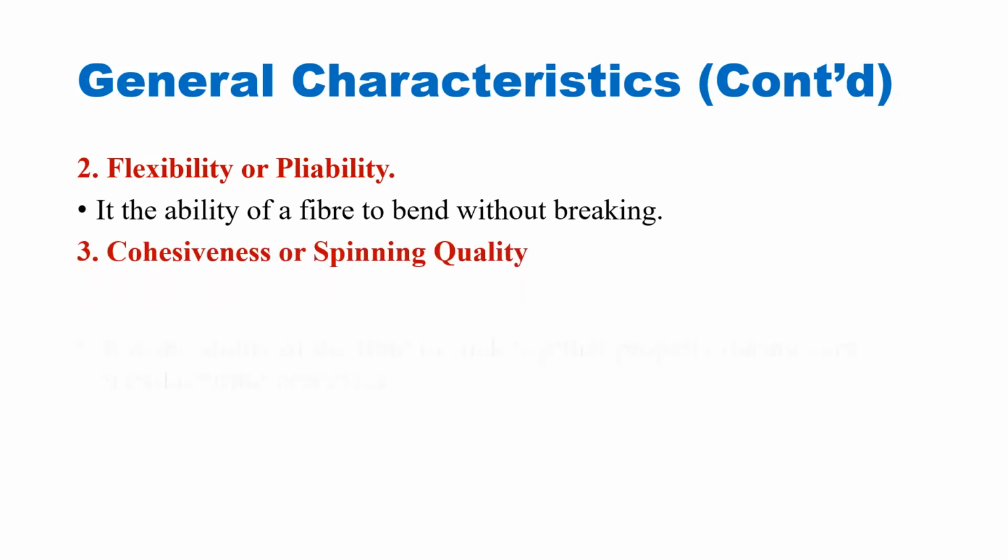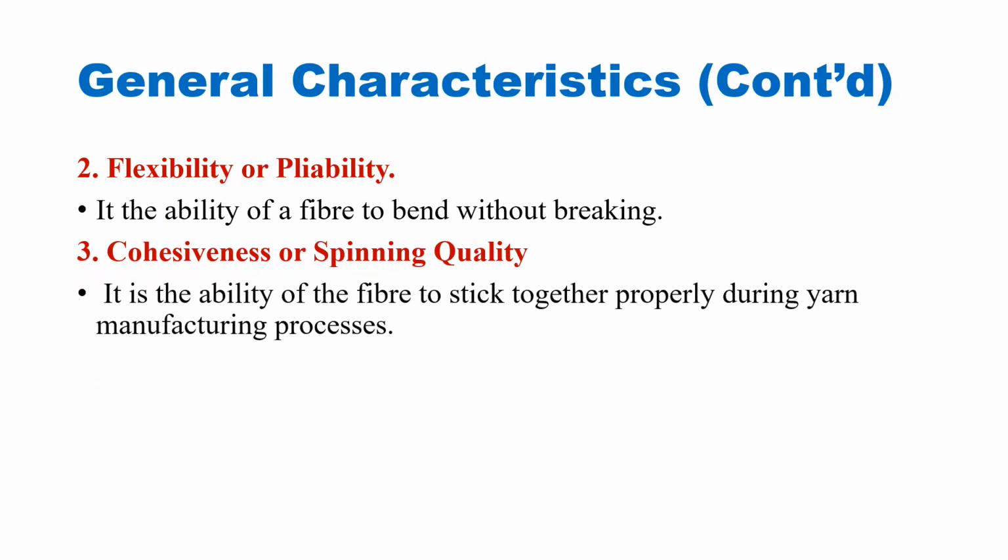Cohesiveness and spinning quality. It is the ability of fiber to stick together properly during the yarn manufacturing process. If the fibers are brittle, they cannot come together for you to spin and twist them into yarns. The fibers must have spinning quality, the cohesiveness, the ability to stick together with one another, so that we can spin or twist them into yarns.